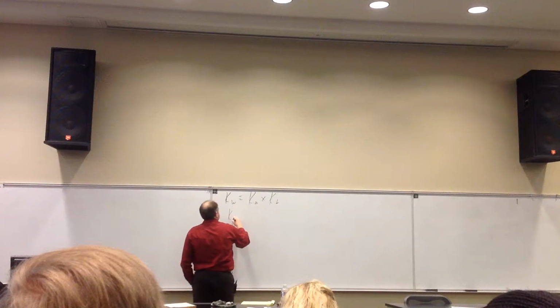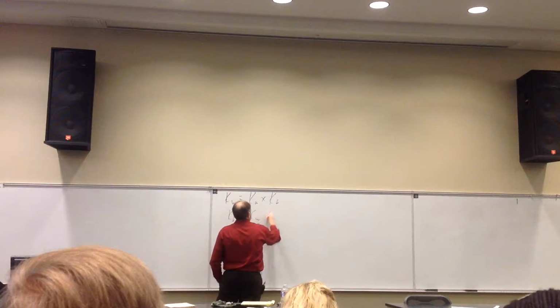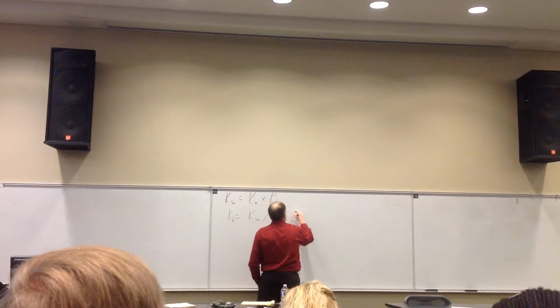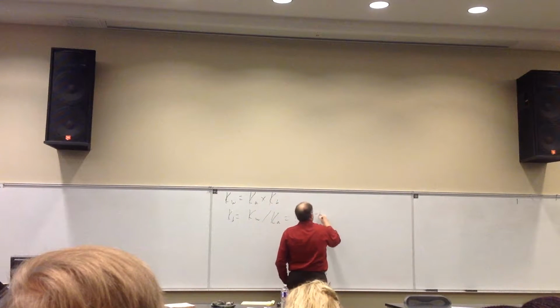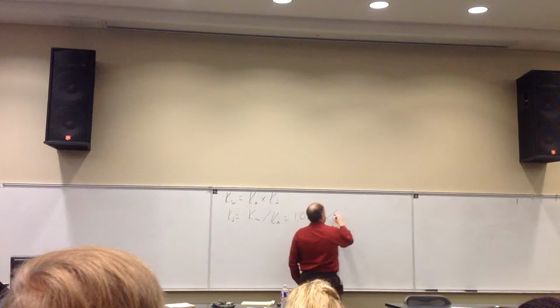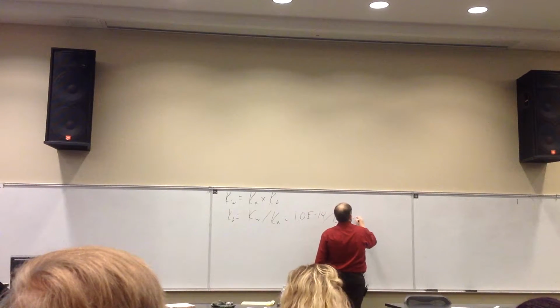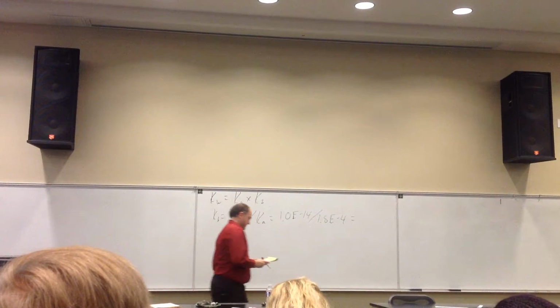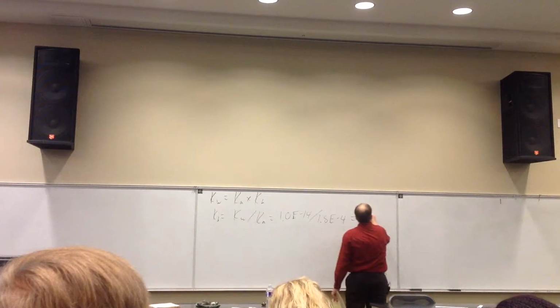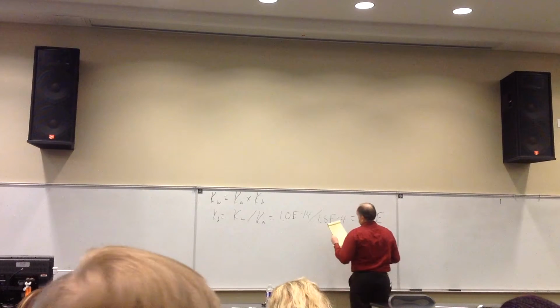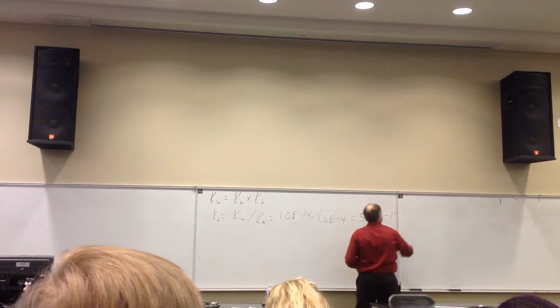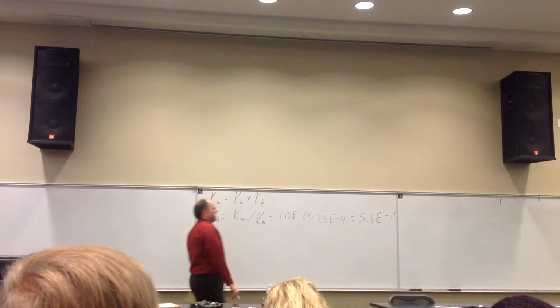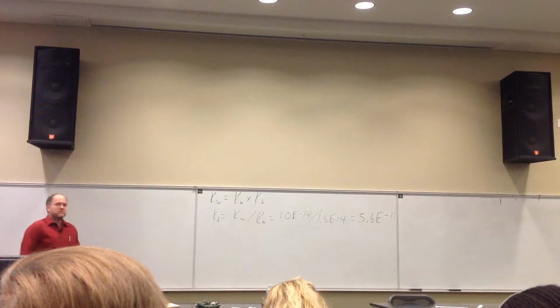So we want to solve this for Kb, so that is equal to Kw divided by Ka, 1.0 times 10 to the minus 14, divided by 1.8 times 10 to the minus 4. I cheated. To 2 sig figs, 5.6 times 10 to the minus 11. It's not a very strong base, but it is basic.